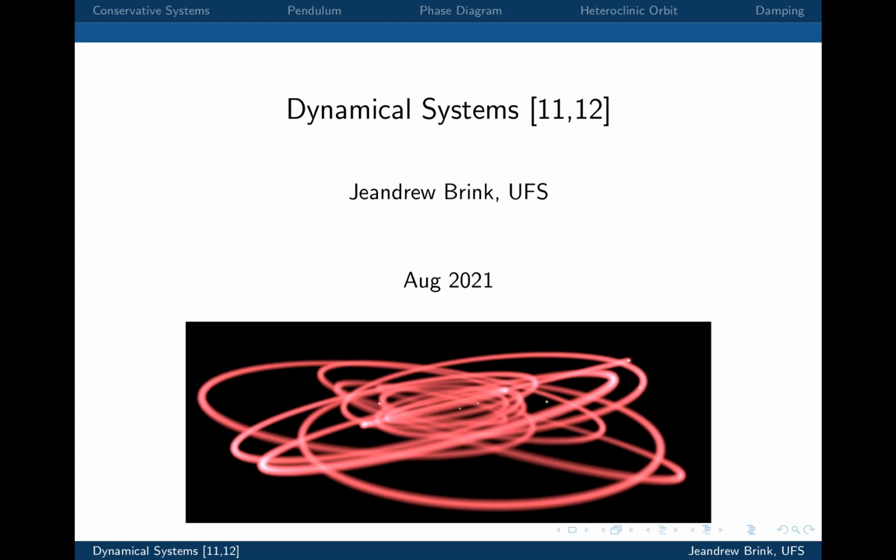Okay, so lecture 12 of Dynamical Systems. Today we're going to continue looking at conservative systems, like the ones you have in your problem set. And we're going to look at, in particular, the pendulum.